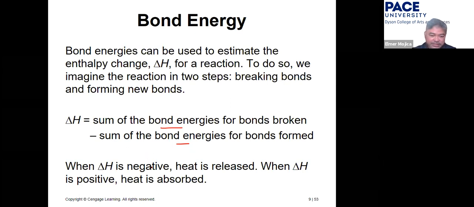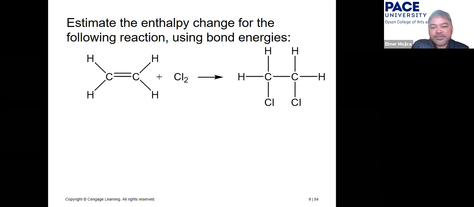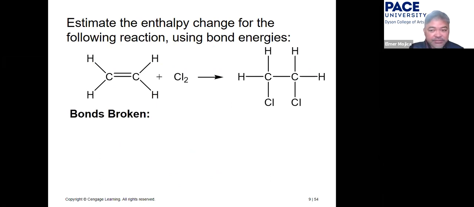When delta H is negative, it's exothermic, heat is released. When delta H is positive, it's endothermic. That means heat is absorbed. So trying to do that, we're not going to have this in the chapter quizzes and the exam, okay? But I just need to discuss this to you.